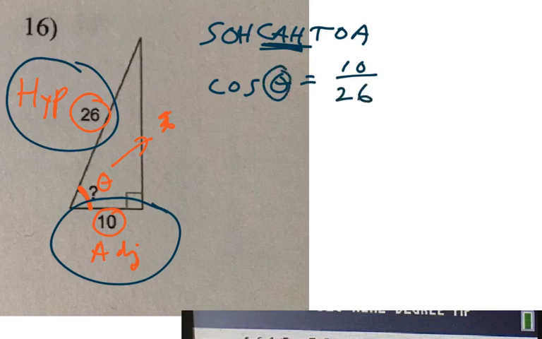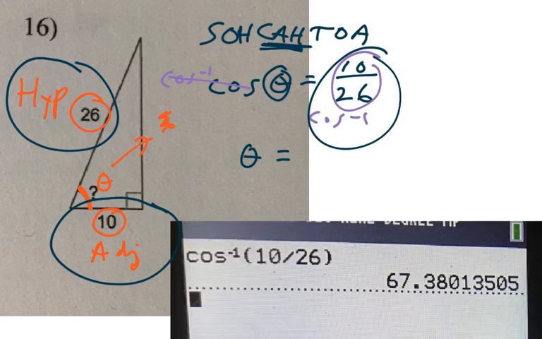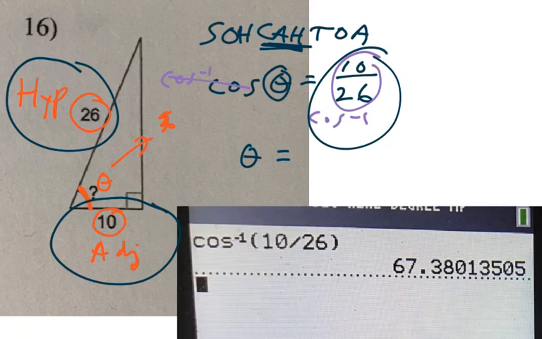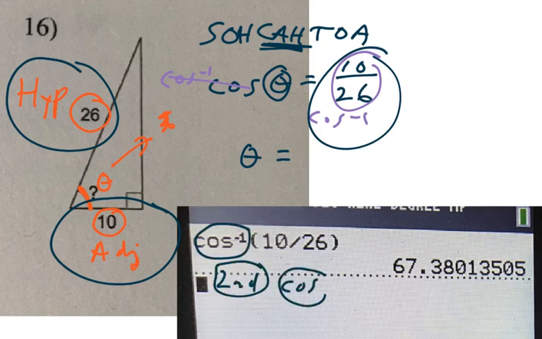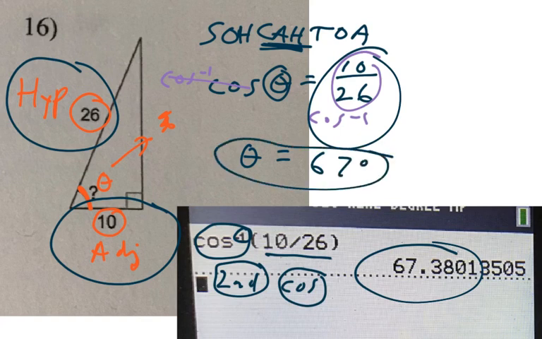How are we going to find theta now? We're going to do cosine inverse on both sides, right? So theta equals whatever that is. And here's the nifty calculator. Now, to get cosine inverse, we're going to press second, then the cosine button. You should see that little -1 pop up with cosine then. Type in 10 over 26 in this case. Rounding that off, I know the missing angle is 67 degrees.